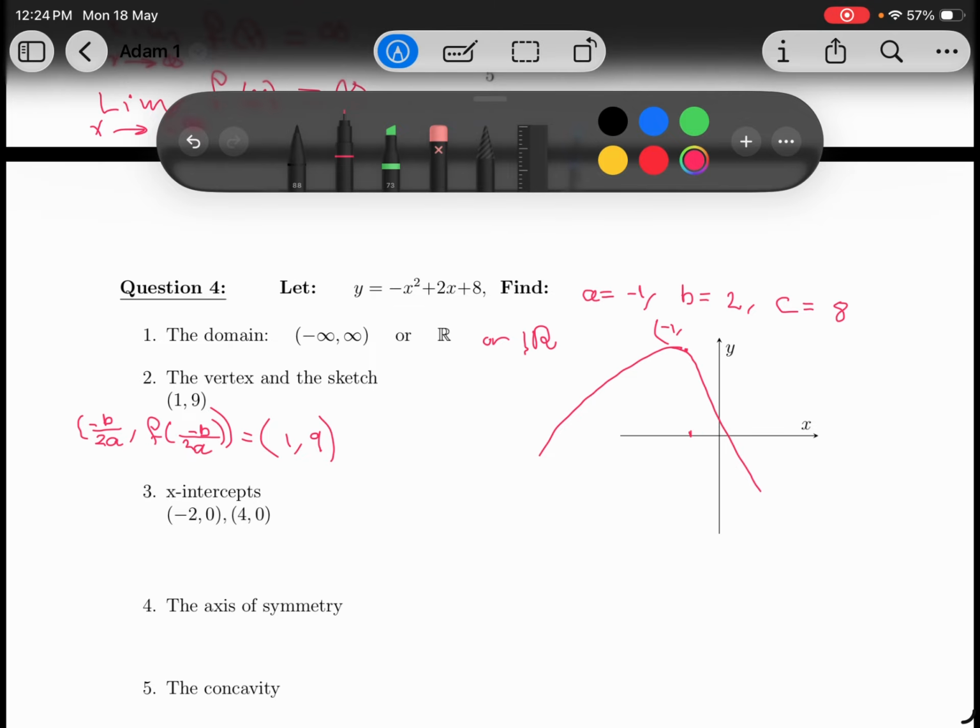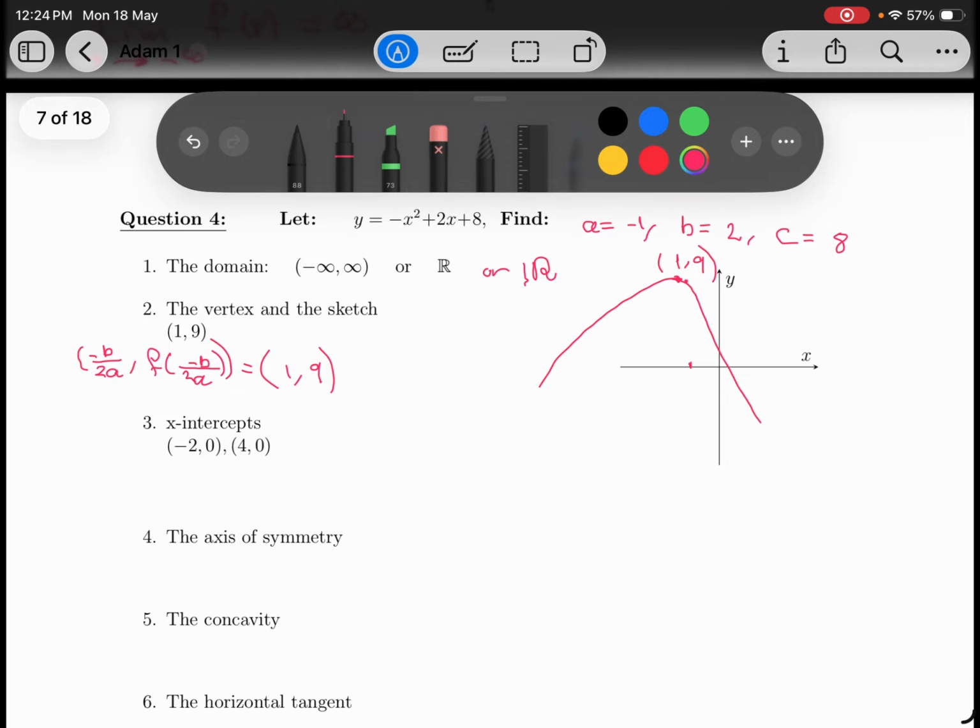So this is 1 and 9, sorry. So again, this is 1 and 9. This point, the vertex here, is 1 and 9. I have a very big mistake here. So again, 1 and 9, 1 and 9 here. So 1 and 9. Okay.